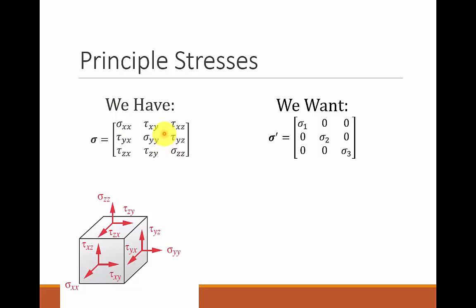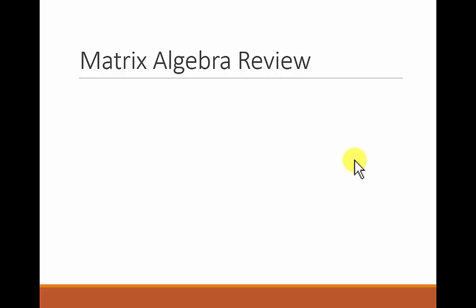What we want to do is, by reorienting x, y, and z, reduce the off diagonal to 0. To be able to accomplish that, we're going to have to dive into a little bit of matrix algebra. So let's do a quick review of some matrix algebra principles. The first principle is that when two matrices are multiplied together, the order matters. So A times B is not equal to B times A.